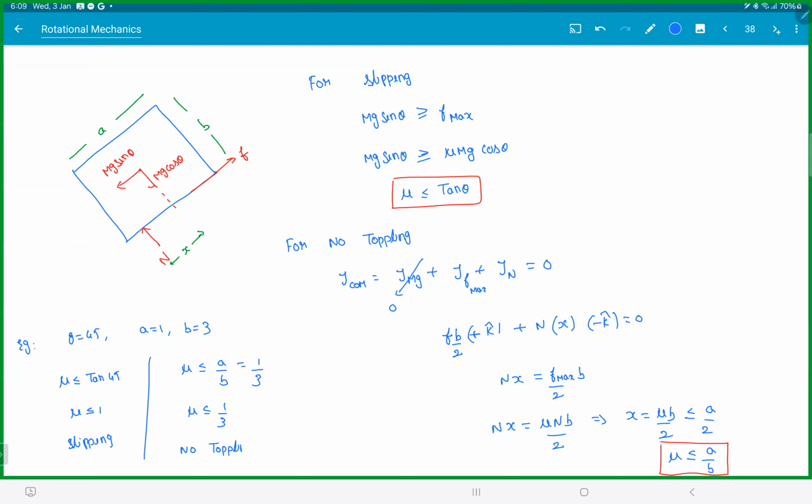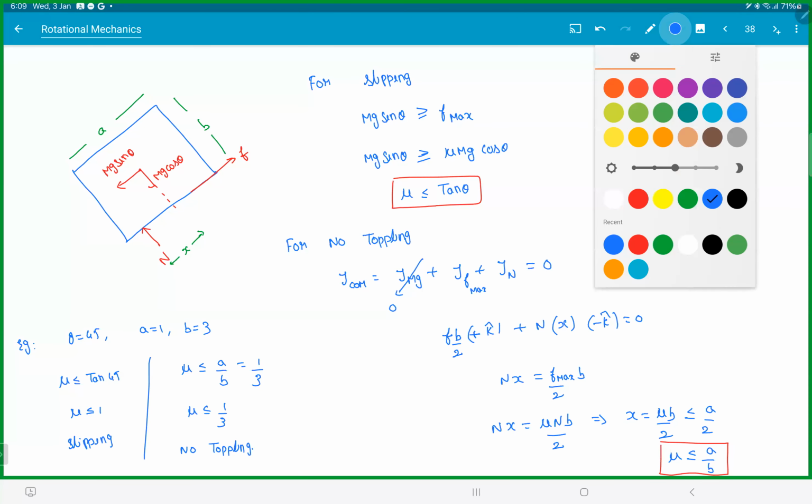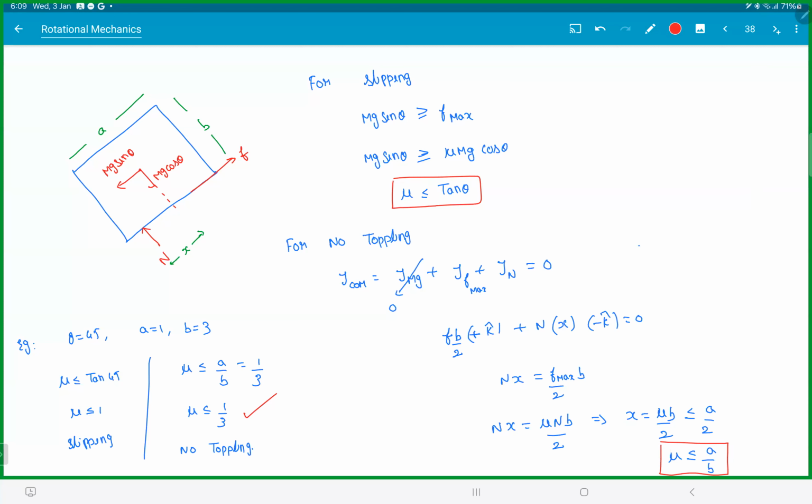So which one should I take? Whichever is the smallest, isn't it? So this is the answer. Because if mu is less than 1 by 3, both will be satisfied, right? But if mu is less than 1, this need not be satisfied. So if we give numericals, that will be the final answer. Among these two, whichever is the smallest is the answer. Have a look at this.